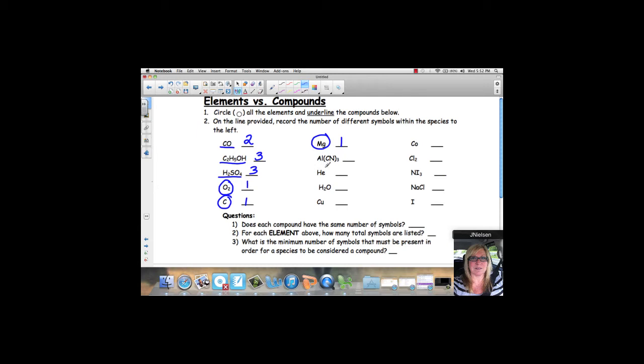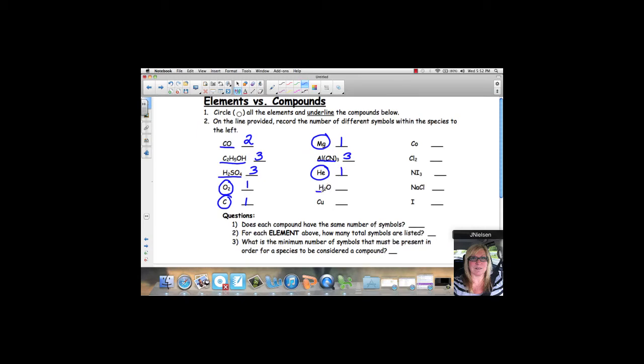Aluminum cyanide is aluminum, carbon, and nitrogen. It's a compound, and it has 3 different symbols. Helium is an element. It is 1 symbol.